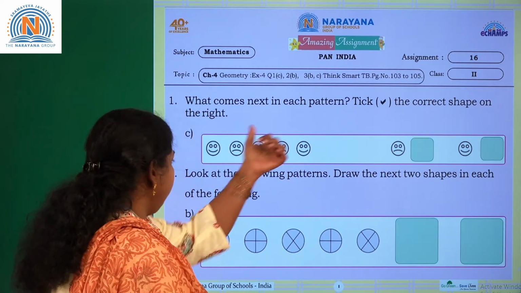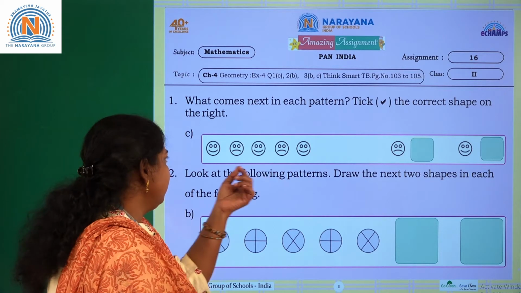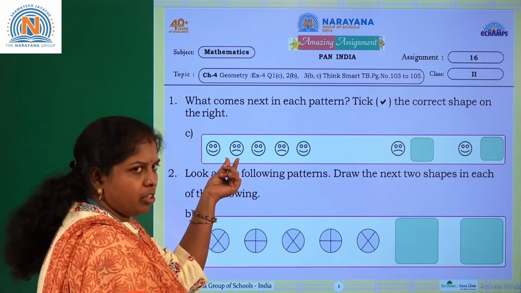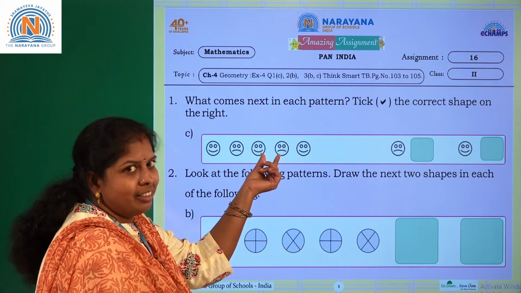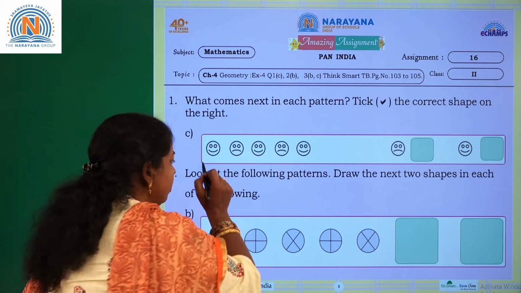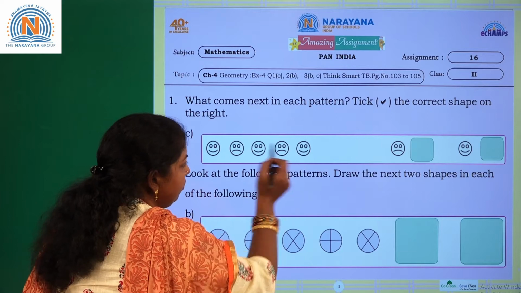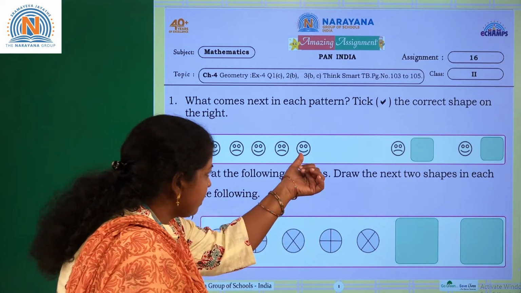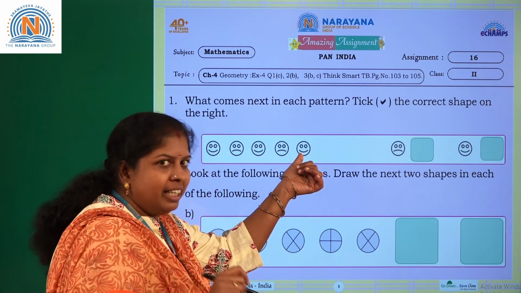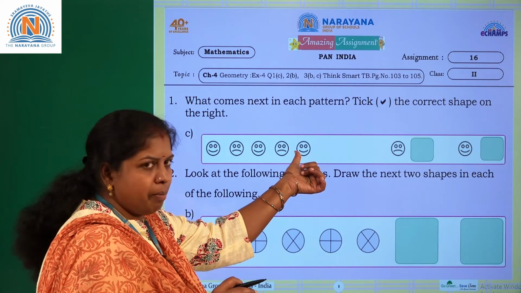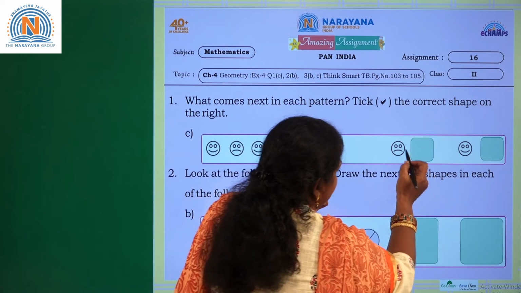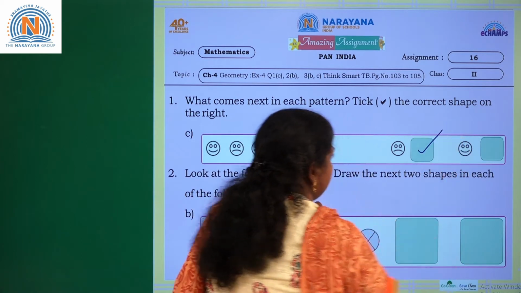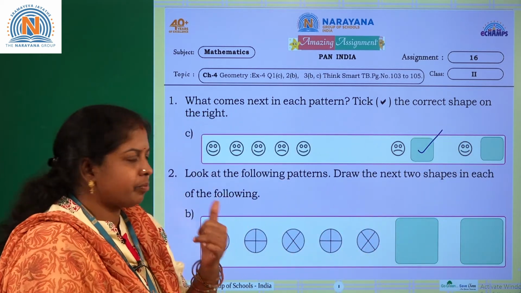Okay. If you observe the smiley faces given, one is smiling and one is not smiling. And again another one is smiling and the next one is not smiling. If you observe this pattern, what will come next? This last smiley is a smiley face, right? So the next one will be without a smiley face. Which one is having that? This one. So let us tick that one.